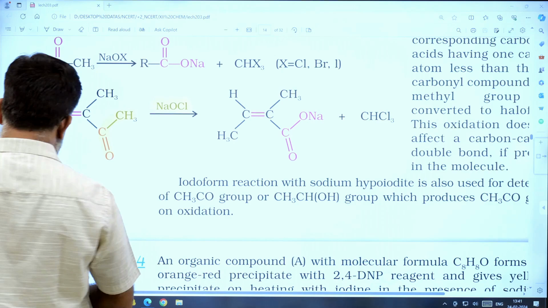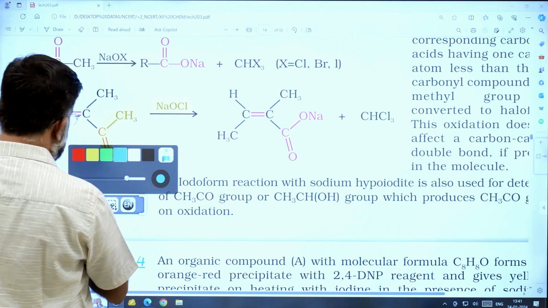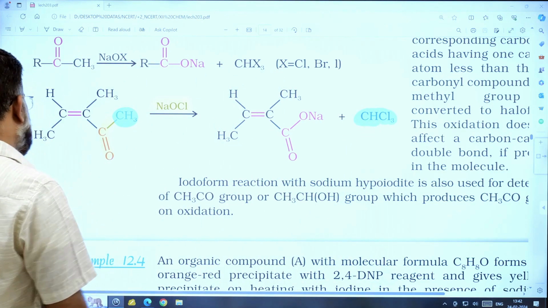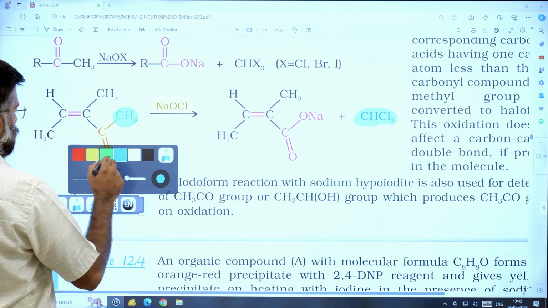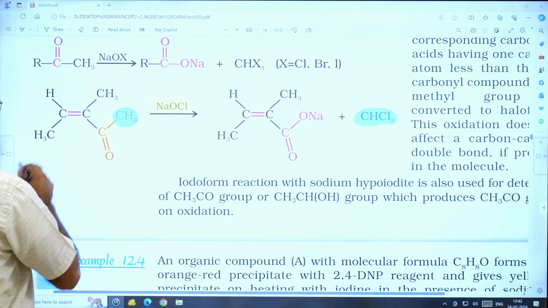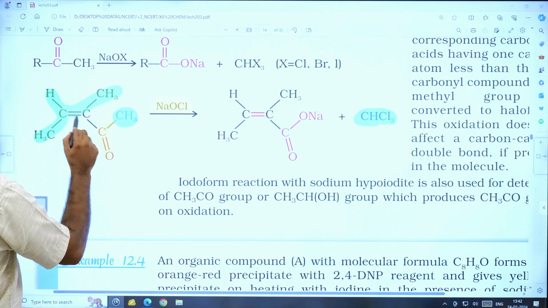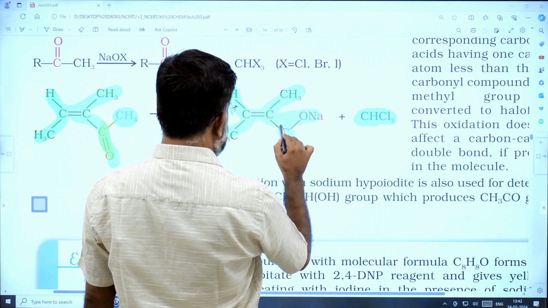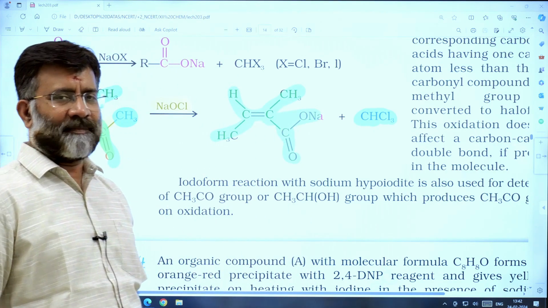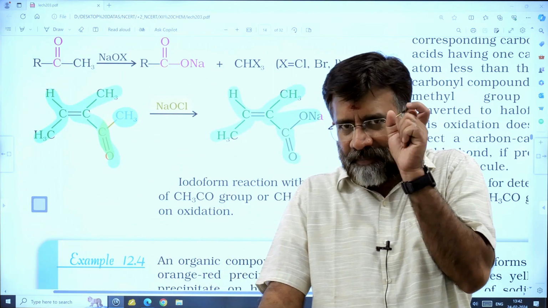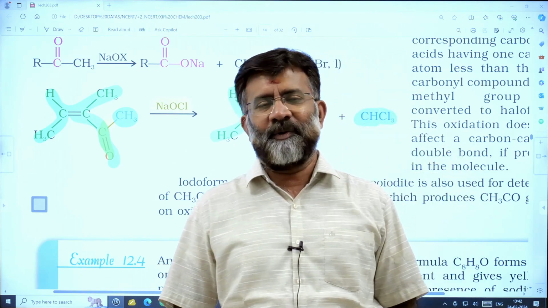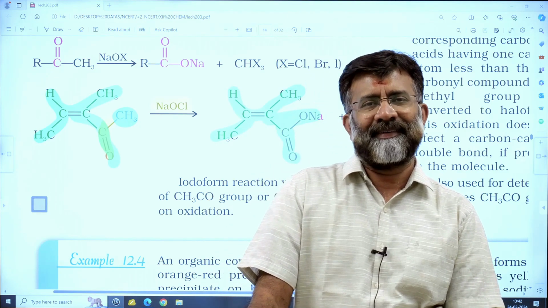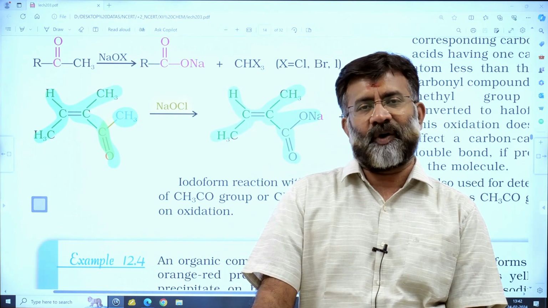As I said, the carbon of the methyl keto group is converted to chloroform. And the remaining part of the system, this is the remaining part, will be converted to an oxidation product. So the carbon of that methyl keto group is converted to haloform, and the remaining part of the molecule is converted to a carboxylic acid salt.